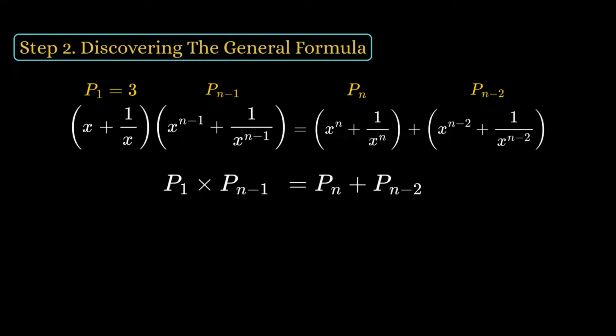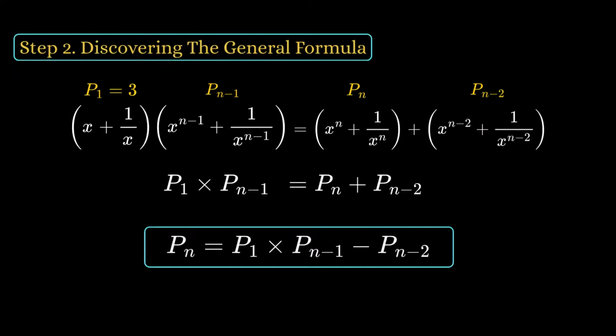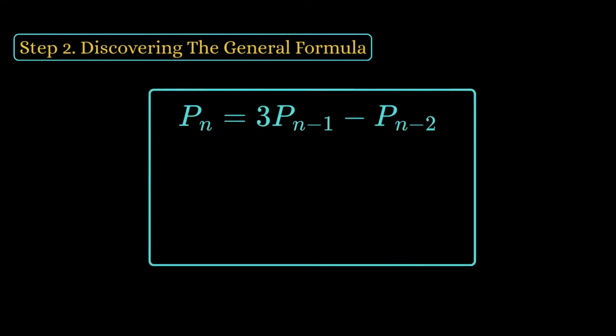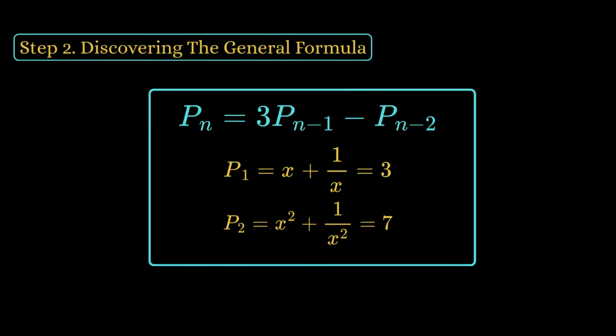Now we substitute P sub 1 equals 3 and rearrange to get the climbing rule: P sub n equals P sub 1 times P sub n minus 1 minus P sub n minus 2. With P sub 1 equal to 3, our final rule is P sub n equals 3 times P sub n minus 1 minus P sub n minus 2.